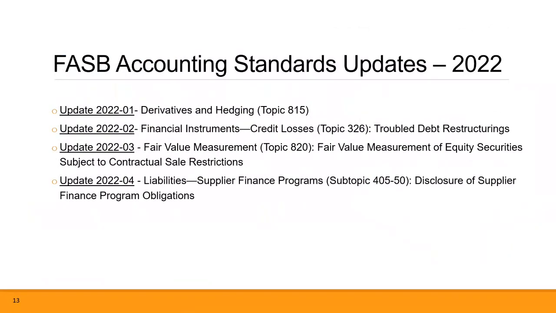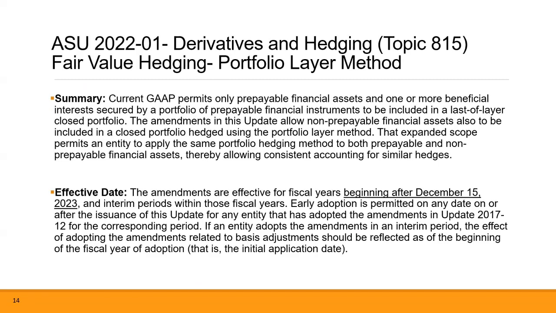So first, we're going to start off with the accounting standards updates that have come out in 2022. So far, there have only been 4 ASUs to date, and I'm going to touch on each of these in the following slides. First, we have 2022-01, derivatives and hedging, the fair value hedging portfolio layer method.